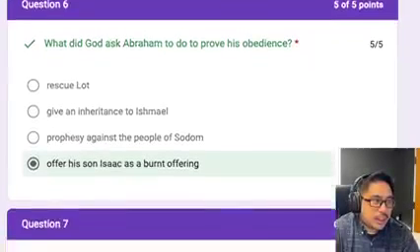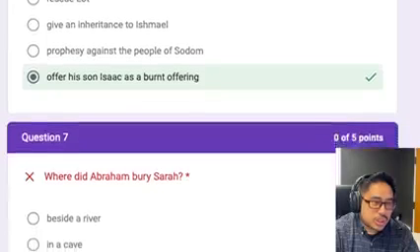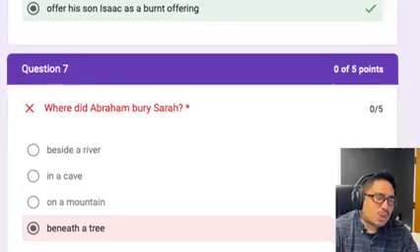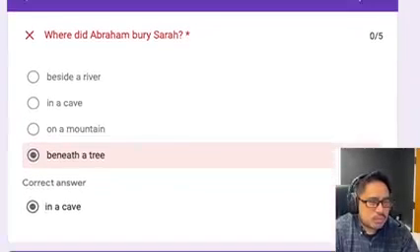And then here, where it got hairy, where did Abraham bury Sarah? Okay, got it wrong. Was not beneath a tree. That was the more romantic answer, right? But it was actually in a cave.